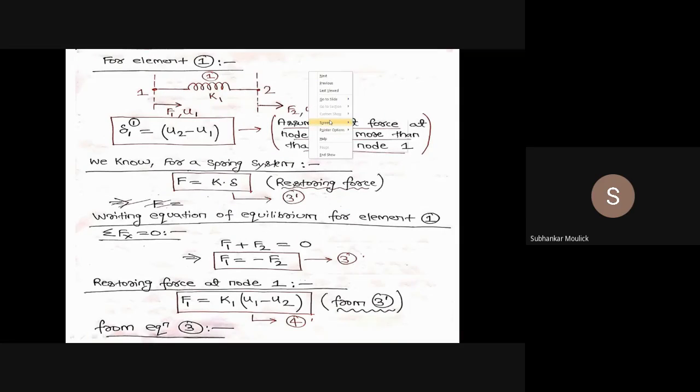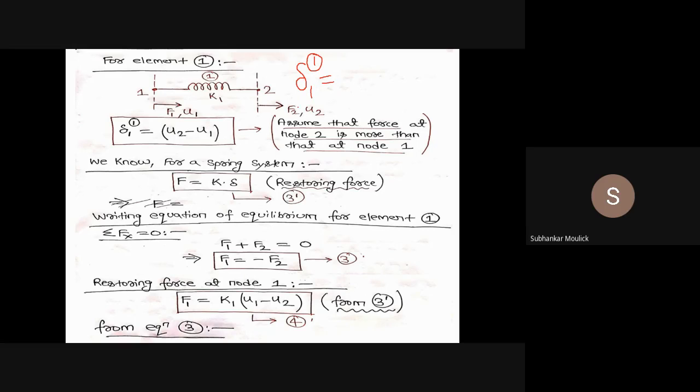Now, if I want to write down the linear displacement for this element, how can I write it down? Assuming that the linear displacement for the first element is delta 1, where delta 1 represents the linear displacement for the first element. It is how much?